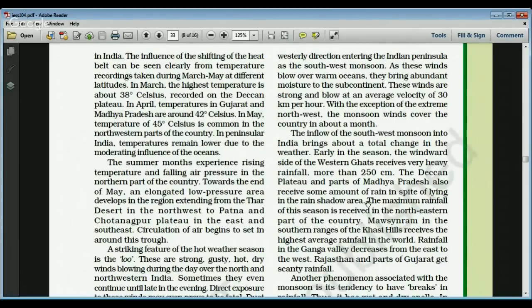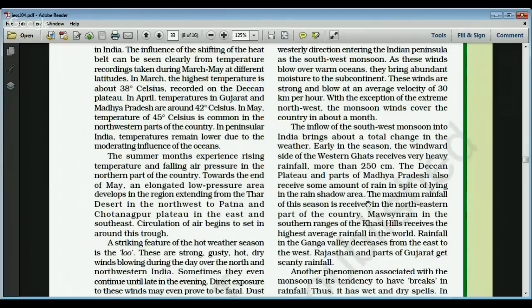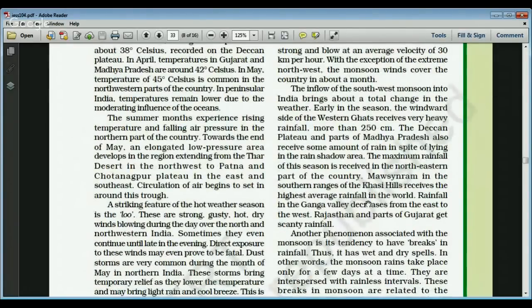These winds blow over the warm oceans. That is why they bring abundant moisture to the Indian subcontinent. And these winds are very strong and they blow at an average velocity of 30 km per hour. With the exception of the extreme northwest, these monsoon winds cover the entire India in about a month's time. An inflow of the southwest monsoon into India brings about a total change in the weather.